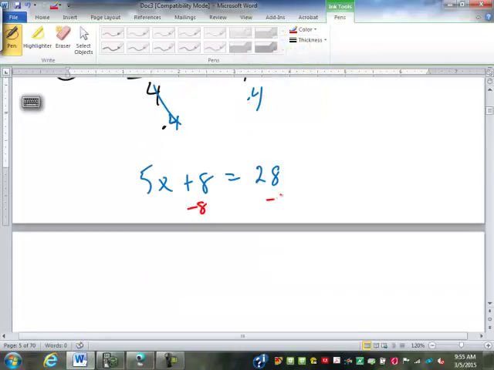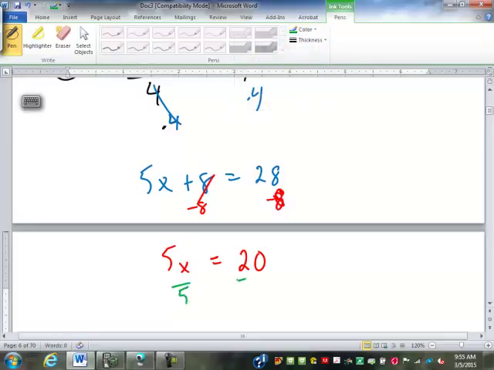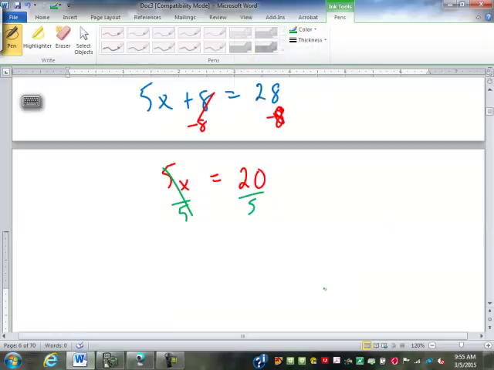Subtract the 8. Get 5x equals 20. Then divide by 5. X equals 4. Very good.